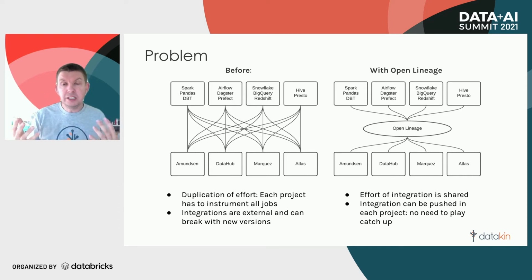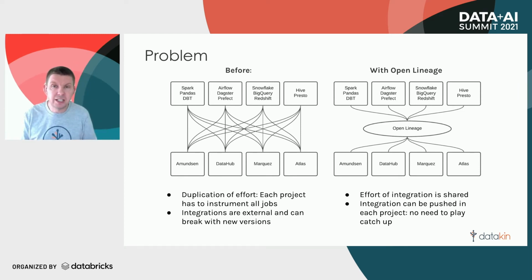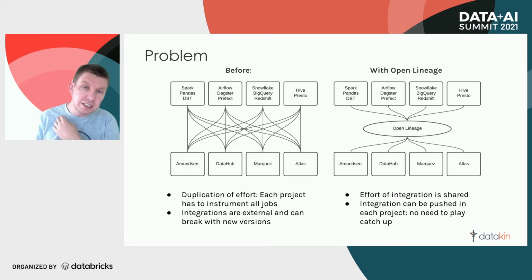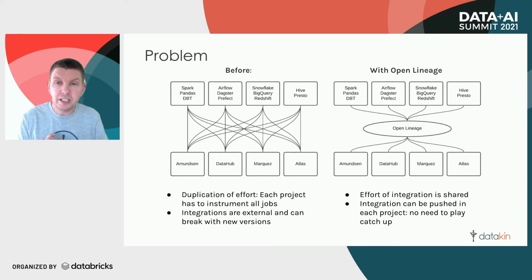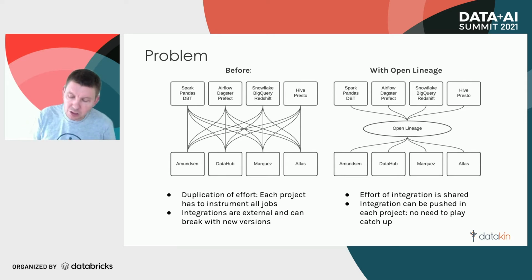So with OpenLineage, we reached out to all those people in this ecosystem, and we sat together and said, okay, let's define a standard way to represent lineage and metadata around it so that we can simplify this problem. And so there are multiple advantages. One, the effort of integration is shared. So instead of reinventing the same concept over and over, we can have a standardized generic representation of lineage.